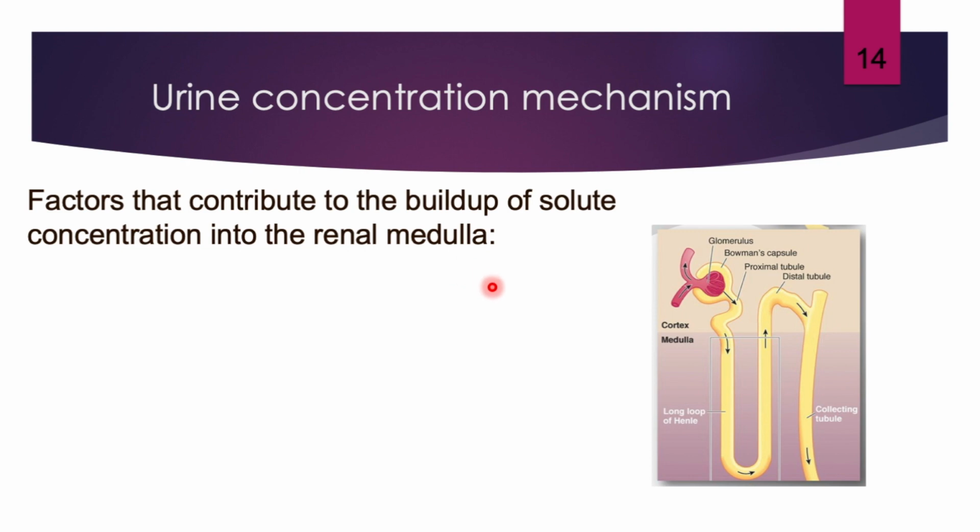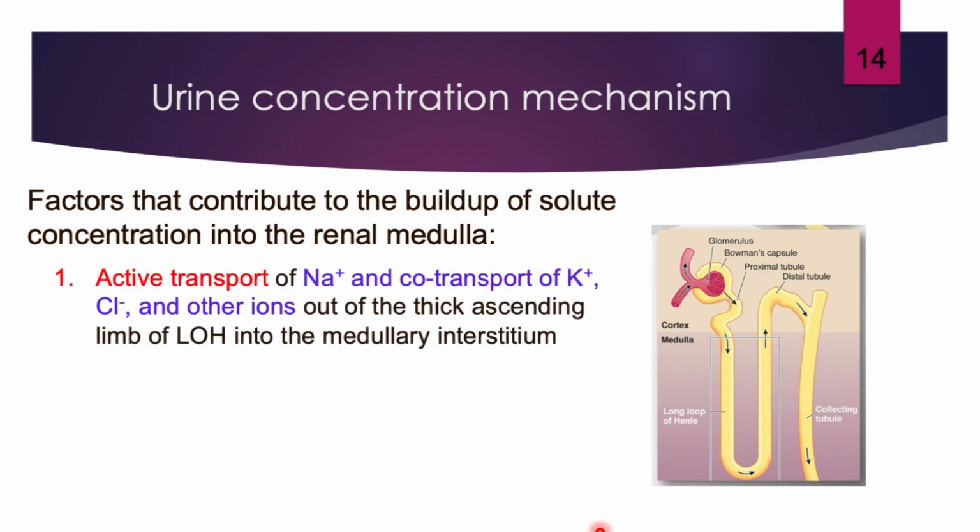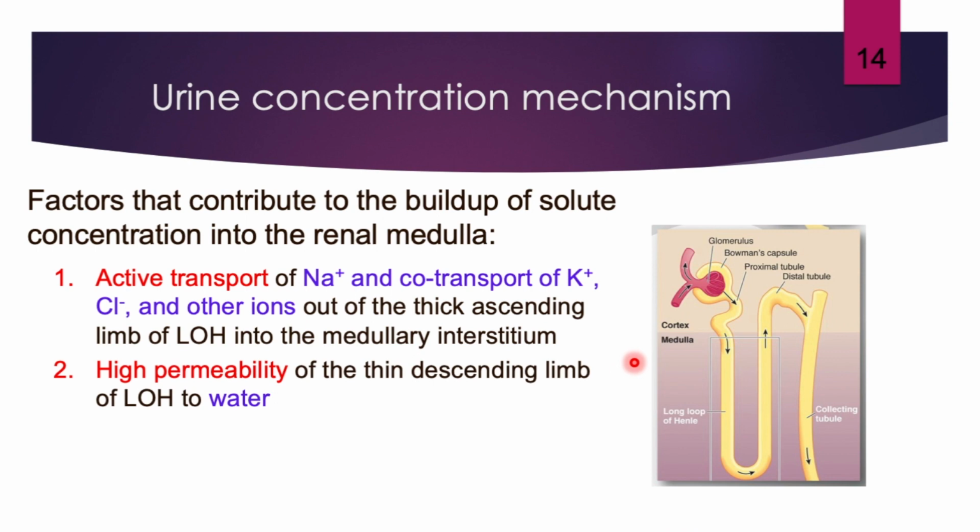First, let us look at the factors that help to contribute to the buildup of solute concentration into the renal medulla. This solute buildup is the factor that causes the osmotic gradient in the medullary interstitium. One of the factors is the active transport of sodium and co-transport of potassium, chloride, and other ions out of the thick ascending limb of loop of Henle into the medullary interstitium. Remember that the thick ascending limb contains a lot of carrier proteins that help solute reabsorption from the lumen into the interstitium. The second factor is the high permeability of the thin descending limb of loop of Henle to water.